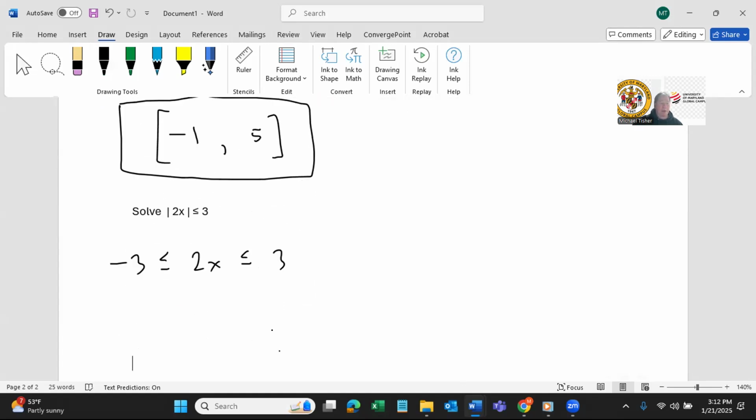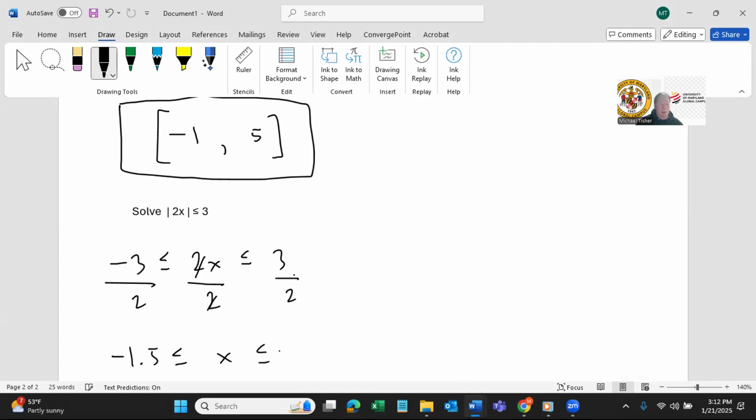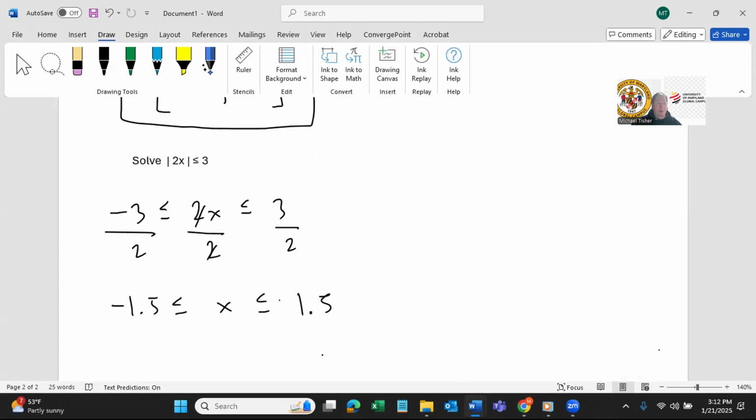And now, again, we'll get the x by itself. This time we'll divide all 3 sides by 2. -3 over 2 is -1.5, less than or equal to. 2's cancel out, so we have x left over, less than or equal to 3 over 2, which is 1.5. So now we have x by itself in the middle. So this is all the numbers between -1.5 inclusive and 1.5 inclusive.